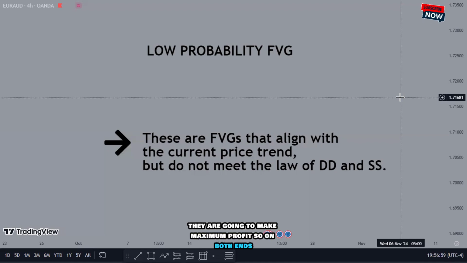So on both ends, everybody is trying to win. Everybody's trying to make money. The other person is trying to make money, and the other person is trying to save money. So that's just how demand and supply works.